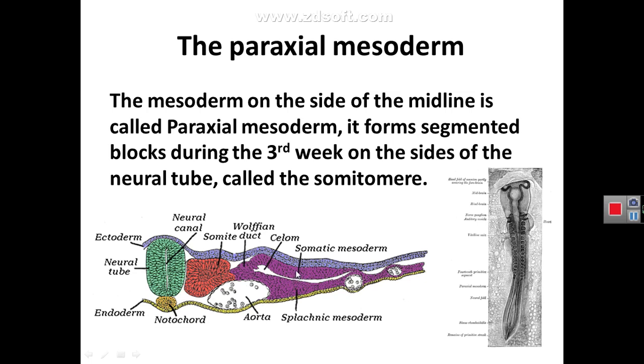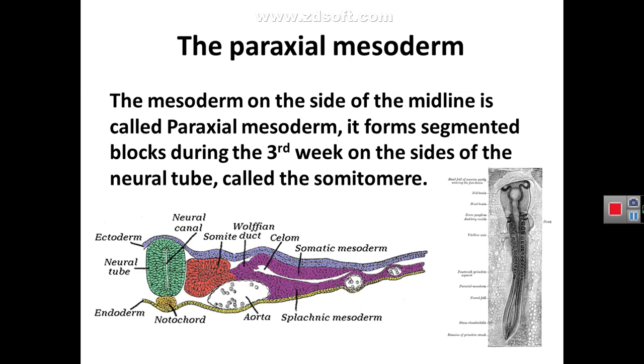One of these layers is near to the ectoderm and is called the somatic layer of lateral plate of mesoderm, and the other layer is near to the endoderm and is called the visceral or splanchnic layer of lateral plate of mesoderm. Somatic or parietal lateral plate of mesoderm, splanchnic or visceral layer of lateral plate of mesoderm. And the cavity occurring between these two layers is called the intra-embryonic cavity or coelom.